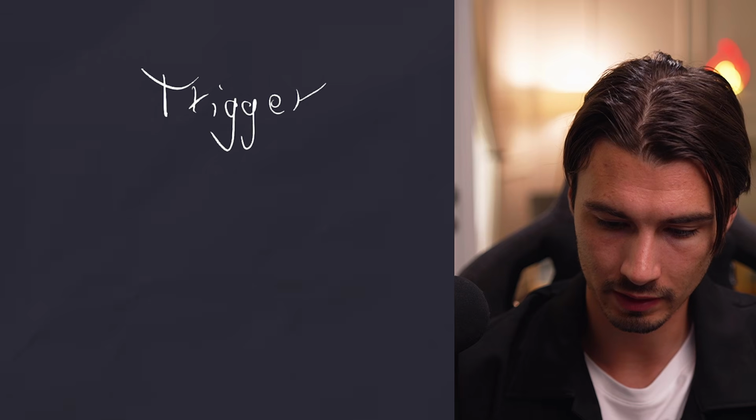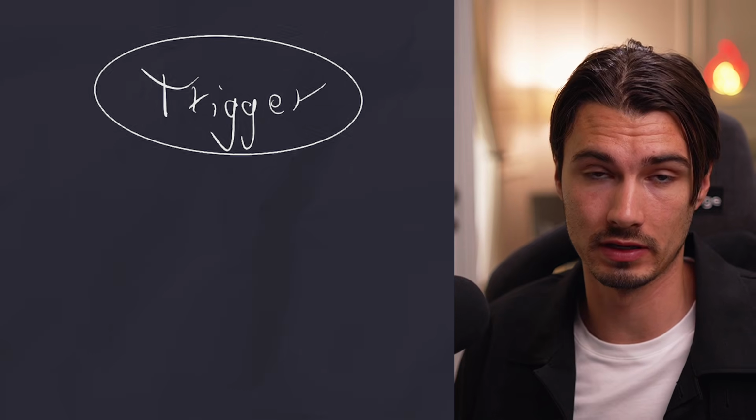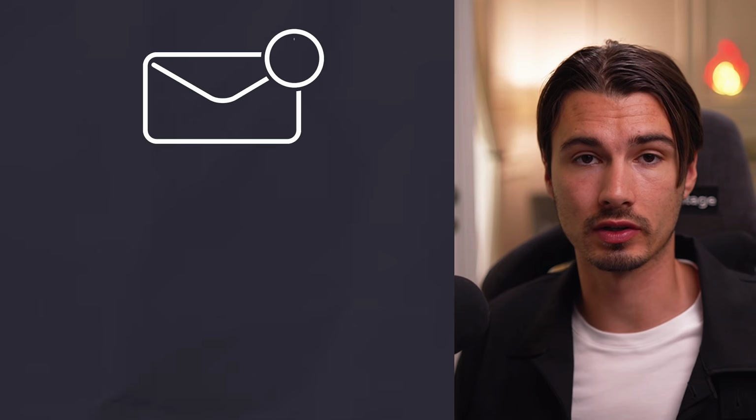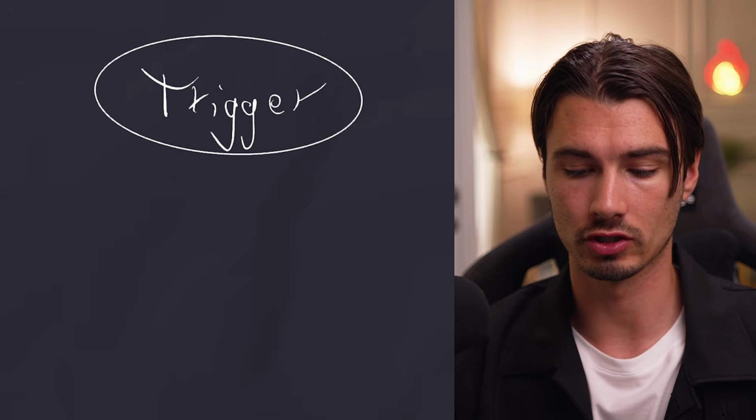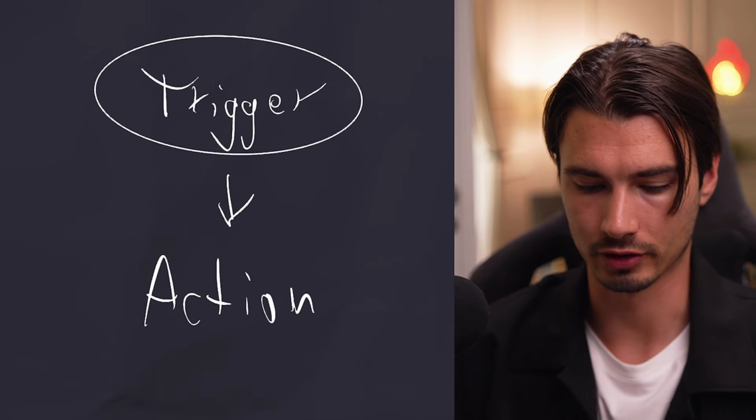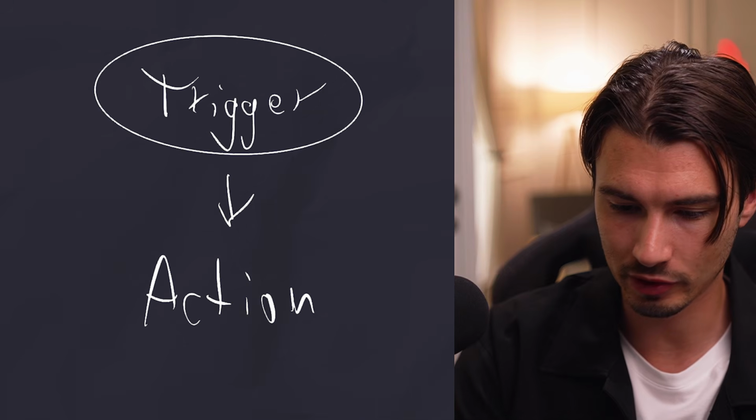The first one is a trigger. So something happens to trigger the automation, whether that's an email arriving in your inbox, or in the example I'll show you later on in this video, somebody typing a message into a text box and sending that. Something triggers the automation, and what that causes is an action. Now at this point, you'll have to forgive my handwriting. I'm doing my very best here.